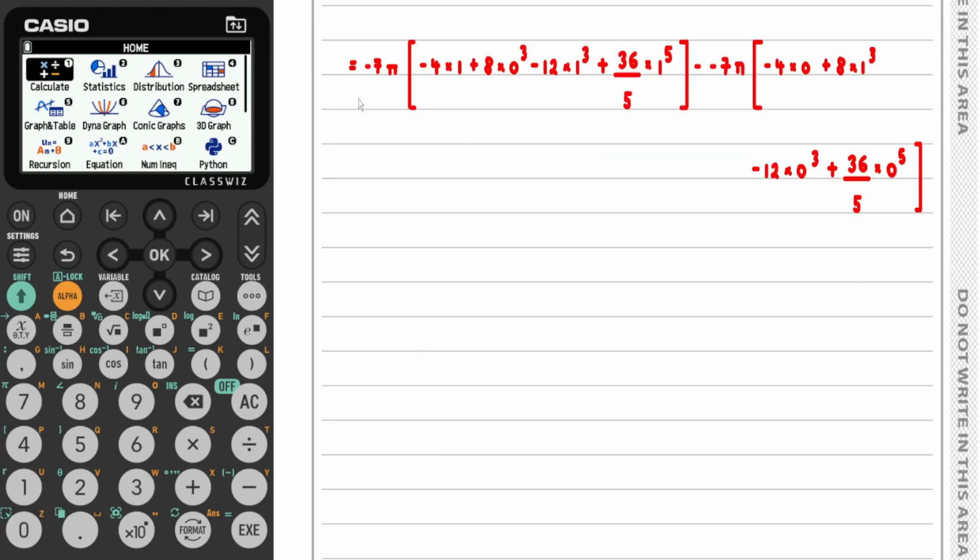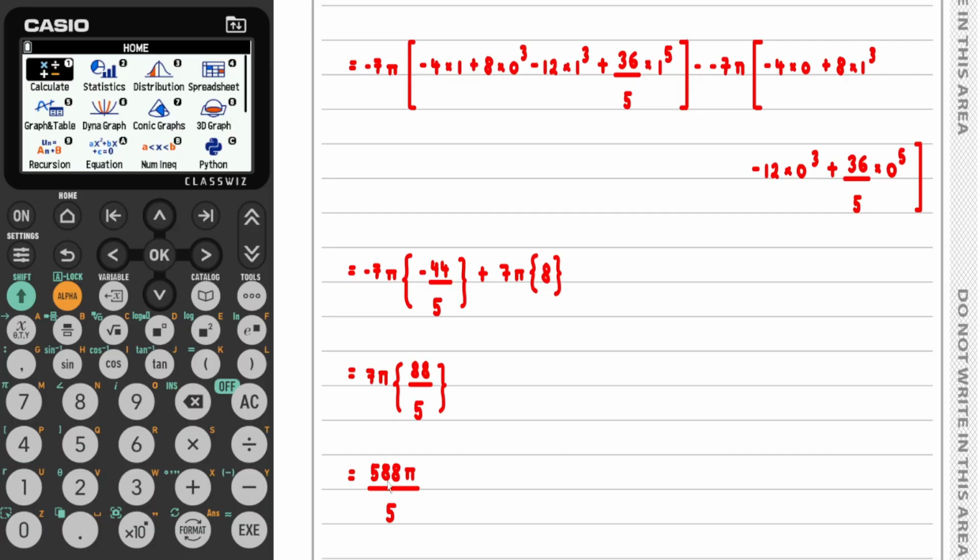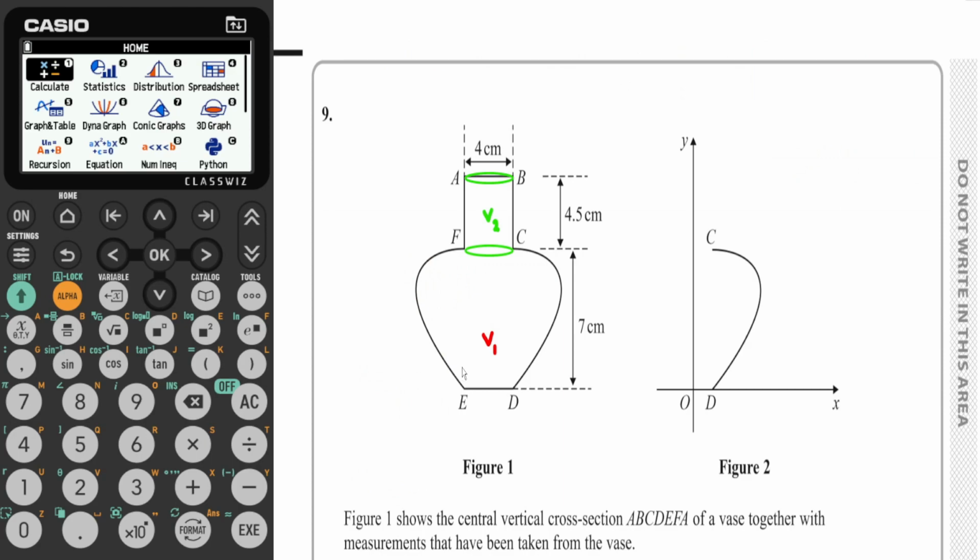Now, I've got negative 7 pi, and if I simplify what's in this bracket, I get negative 44 over 5. And then I've got negative 7 pi, which is positive 7 pi. And in this bracket, we end up with 8. So I've got 7 pi multiplied by 88 over 5, which is 588 pi over 5. That's what the volume V1 is.